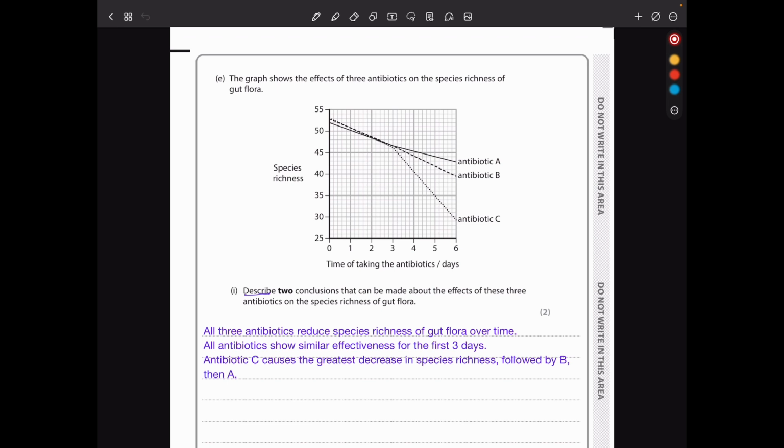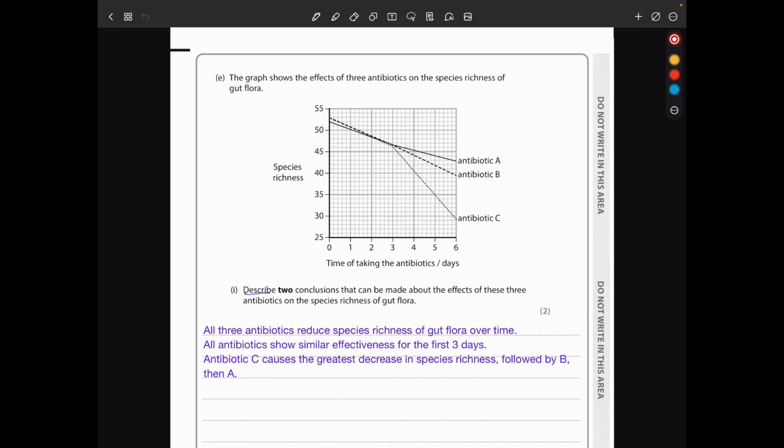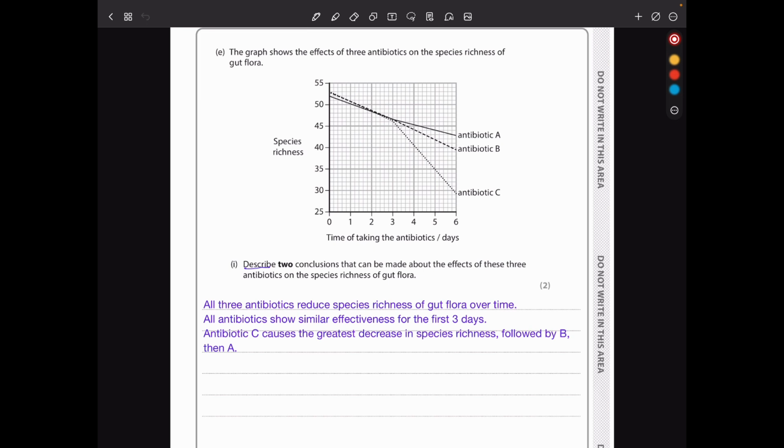The graph shows the effects of 3 antibiotics on the species richness of gut flora. The graph shows a decrease in the species richness with the antibiotics use. So we see antibiotic C was more effective at decreasing the species richness, meaning it killed more from the gut flora in comparison to the other two.